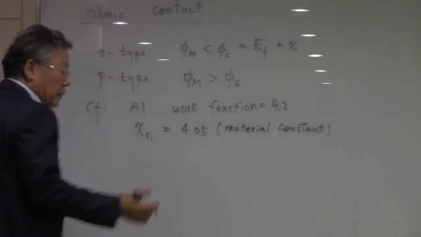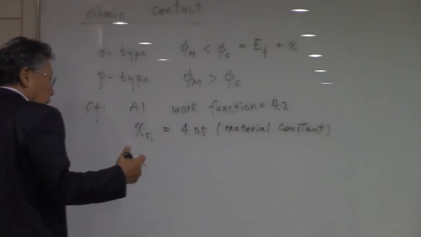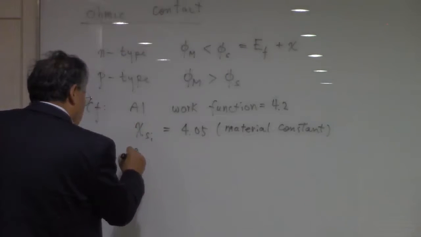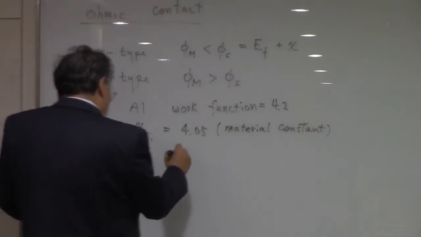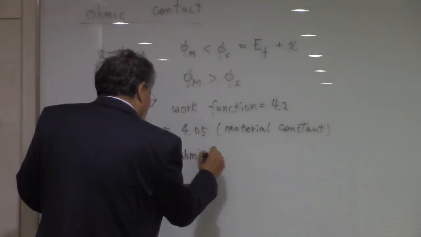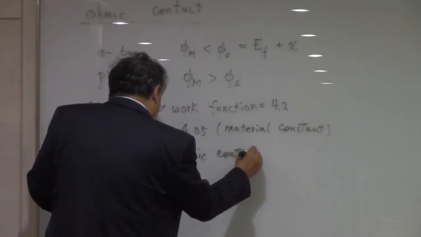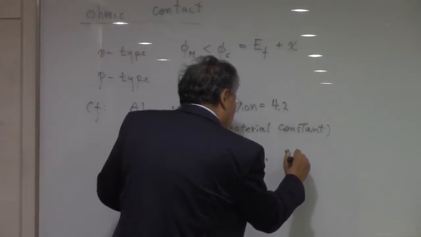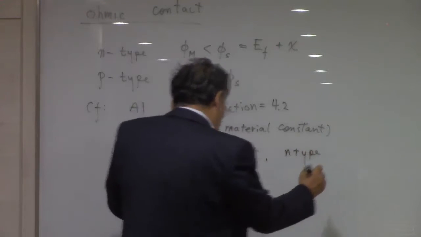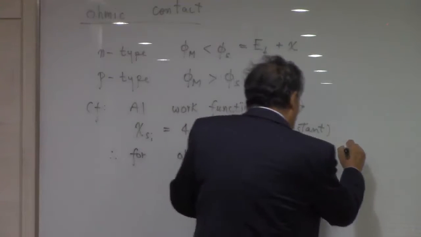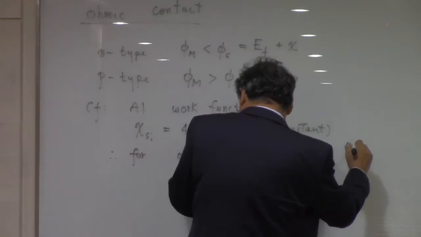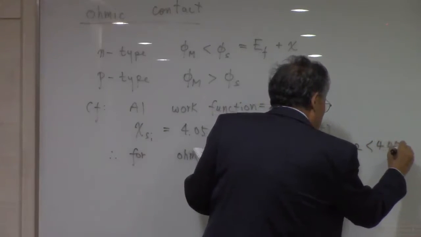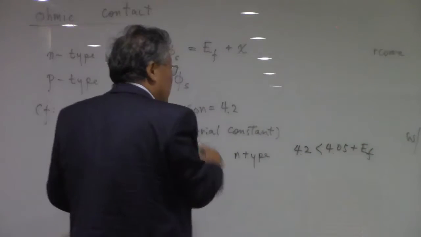Okay, it's not dependent on the doping or whatsoever. Okay, so for ohmic contact, for the n-type case, the 4.2 should be less than 4.05 plus the Fermi energy of the semiconductor.